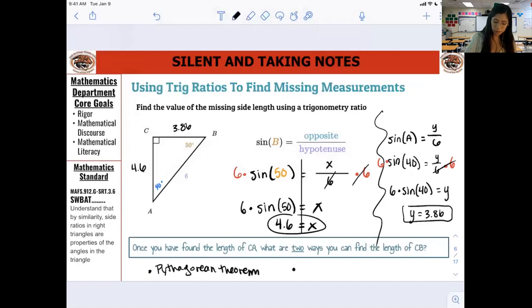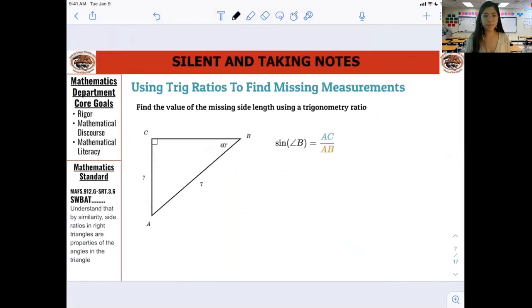So we were able to use the sine of A. Is there another trig function we could have used? We used the sine of A, but what's another? Good, Perla. You could use the cosine of B as well, which we know are equal. They're the same thing. All right, so let's go ahead and do a similar example.